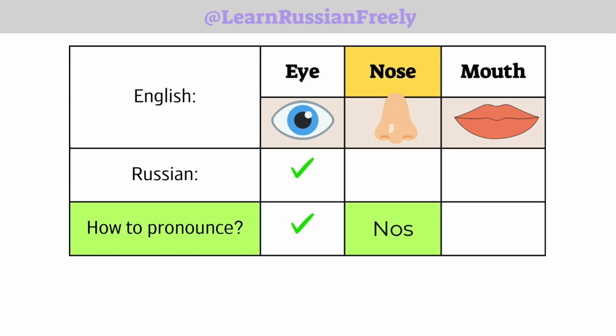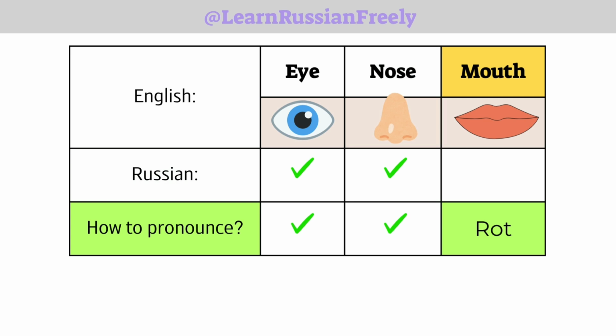The next word is nose. So how do you pronounce nose in Russian language? You pronounce nos, very similar to English language. And how do you write nose in Russian language? You write exactly as you pronounce, nos. There is no difference.